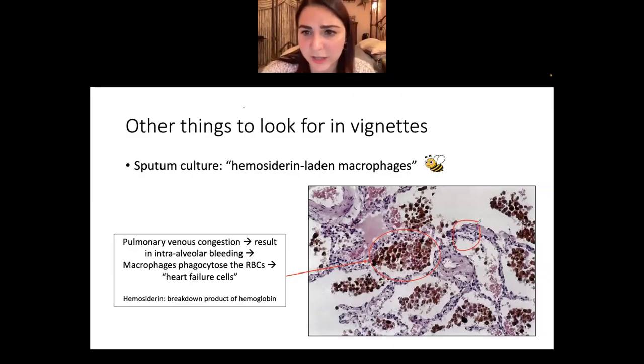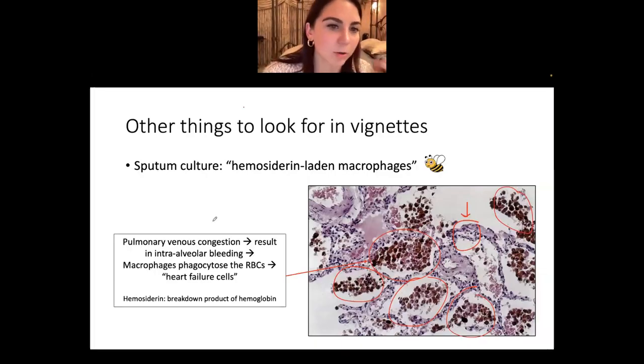Macrophages shouldn't look like this. They should look purple. These aren't macrophages, but everything in this slide should be pink and purple. It's an H&E stain. So all of these little pockets, these are all hemosiderin-laden macrophages. These are your classic heart failure cells.